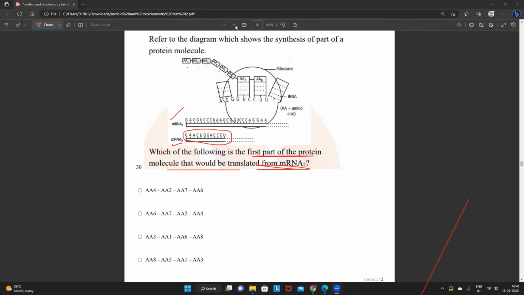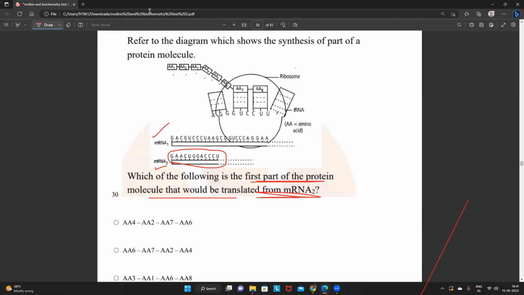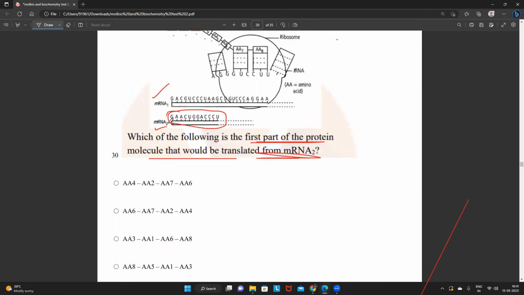Okay, why is it not visible? It is visible in the question. 100% it is visible. Okay, so now you only listen. GAA in the mRNA2. Every student understand this is the GAA in the mRNA2. Where is it located? You only see here, it is located on the mRNA here.